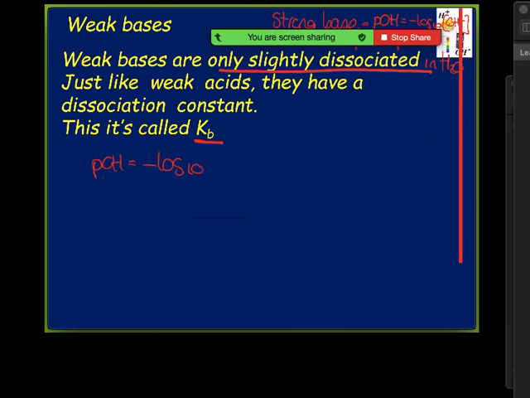What else am I going to have? Root Kb times concentration. So instead of calling it Ma now, which is concentration of acid, they call it concentration of base. And then your pH will be equal to 14, take away your pOH. So we still have two steps, and the only difference now really is they'll call it Kb in a question.